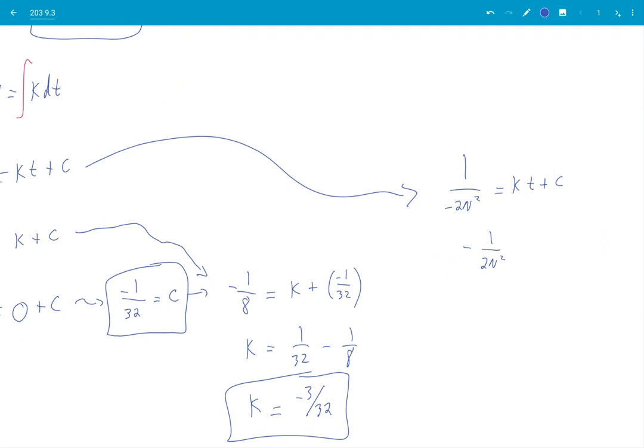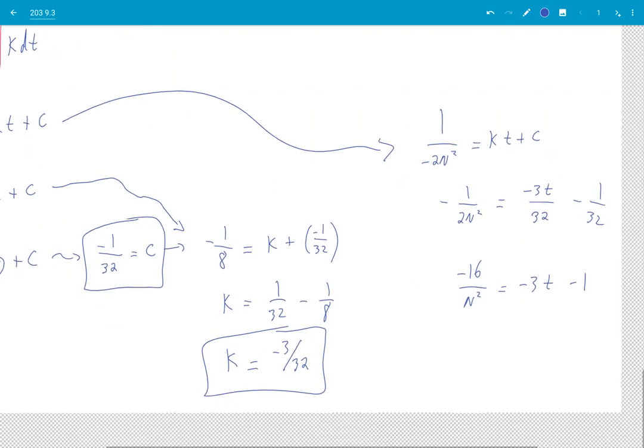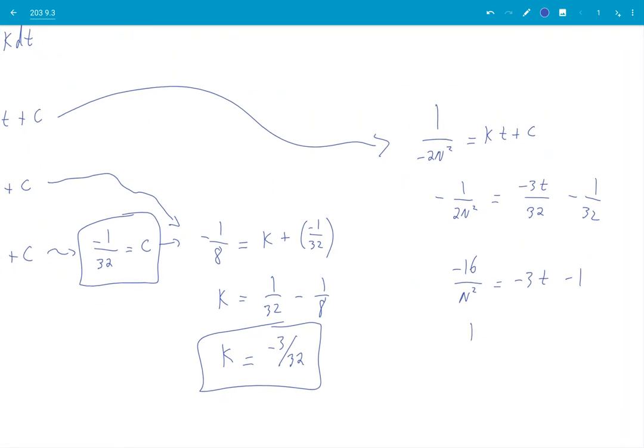So my k is going to give me this right here, and then minus 1 over 32, where I plugged in my k that I found earlier, and I plugged in my c. Now, all these fractions are awful, so I'm going to multiply both sides by 32, giving me minus 16 over n squared is minus 3t minus 1.